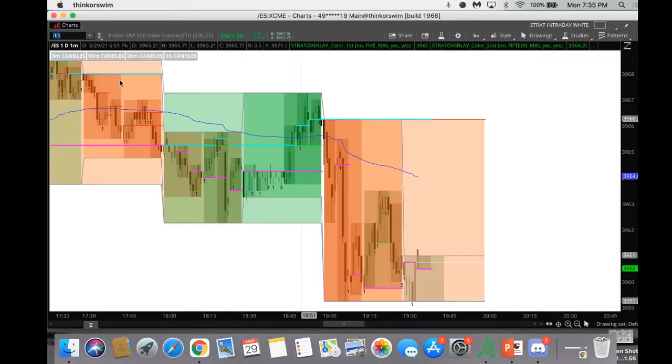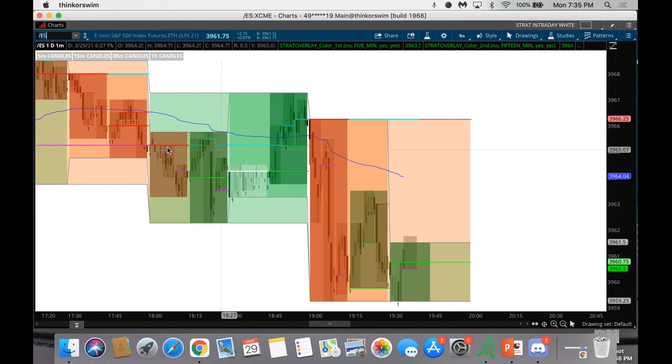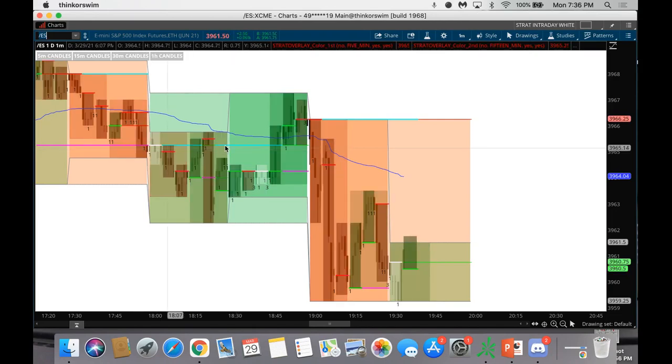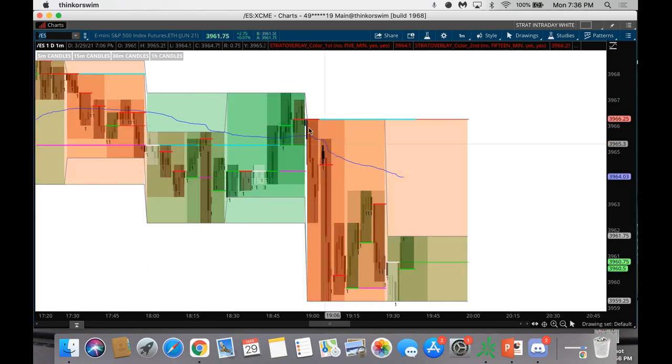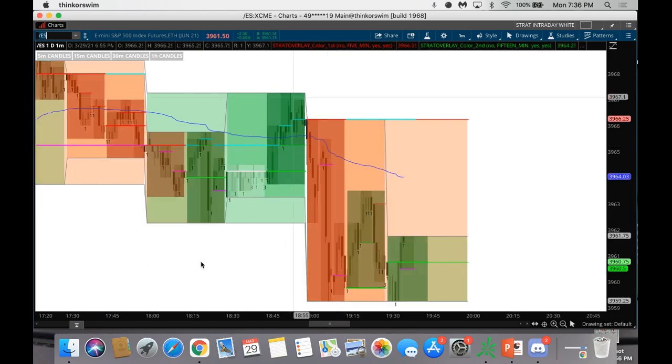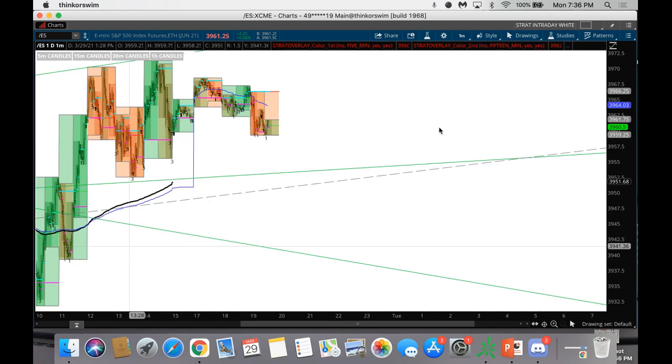So these overlays, because you can see the scenarios, because you can see the opens on all of those levels, because you can see with another study that I have on here called time frame continuity, you can see where time frame continuity to the upside begins and where it begins to the downside. You can zoom out and see the whole shebang all at once.